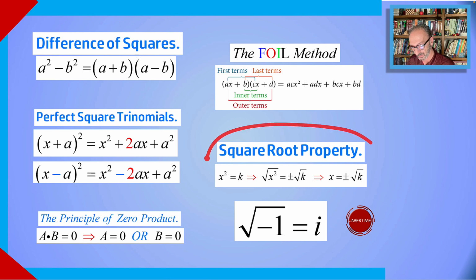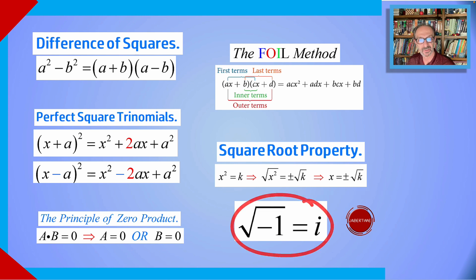And we're going to be also using some problems under the topic square root property. So when you have x squared equals k and you apply the square root to both sides to get x by itself, don't forget to use plus minus on the right side. So we end up with x equals plus minus square root of k. Of course, if k is negative, we're going to have to use the square root of -1, which equals i, the imaginary number.